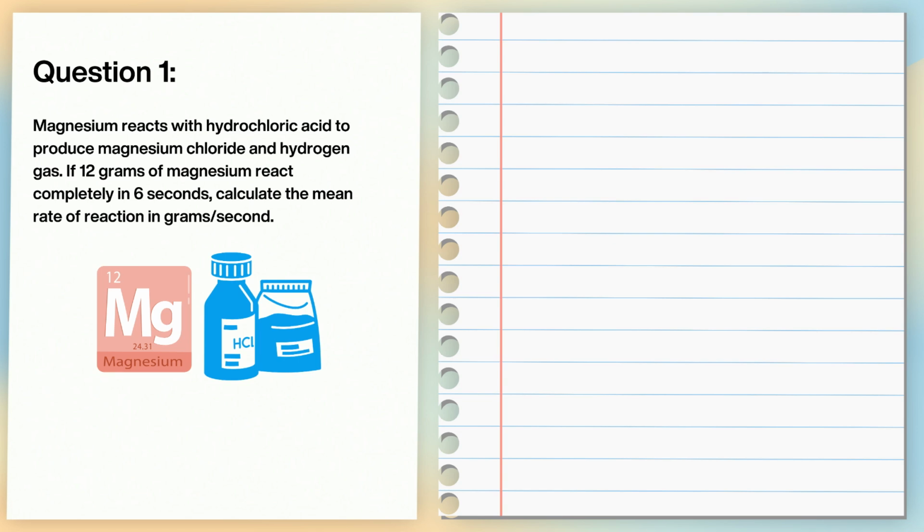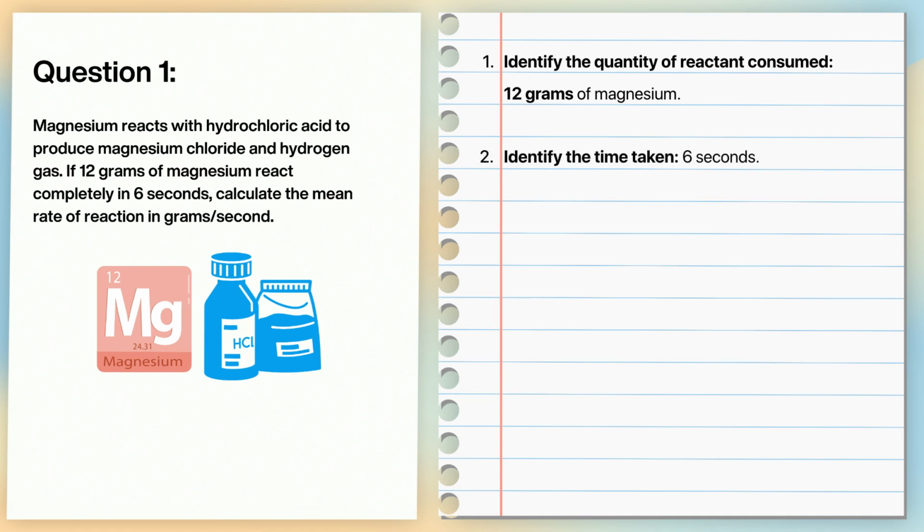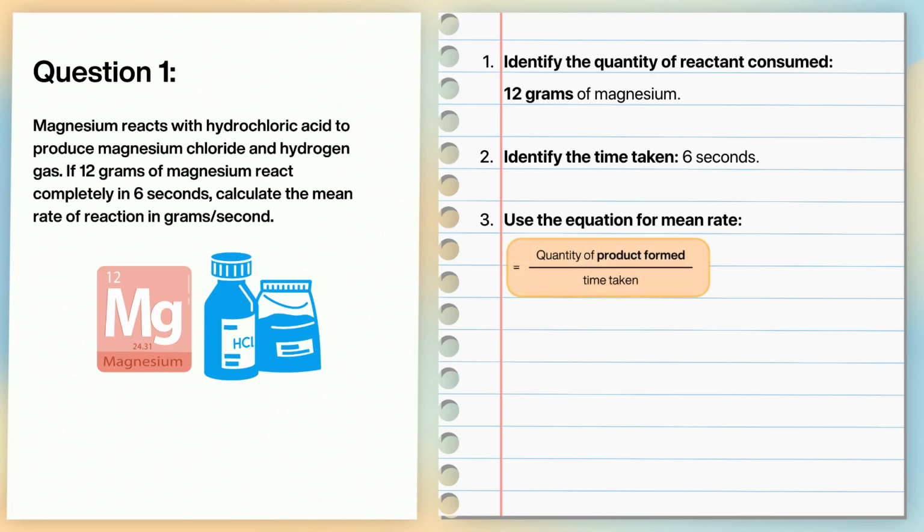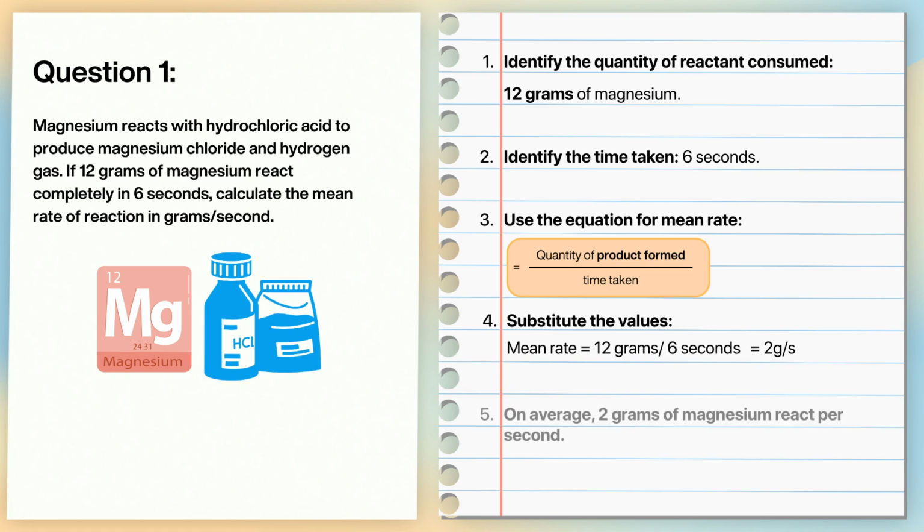Now, let's go through the answer. Firstly, identify the quantity of reactant consumed, which is 12 grams of magnesium. Next, identify the time taken, which is 6 seconds. Then, use the equation for mean rate. Seeing as we have the amount of product formed, we will use the equation with product formed in it. Now, substitute the values in. The mean rate is 12 grams divided by 6 seconds, which gives an answer of 2 grams per second. This means that, on average, 2 grams of magnesium react per second.